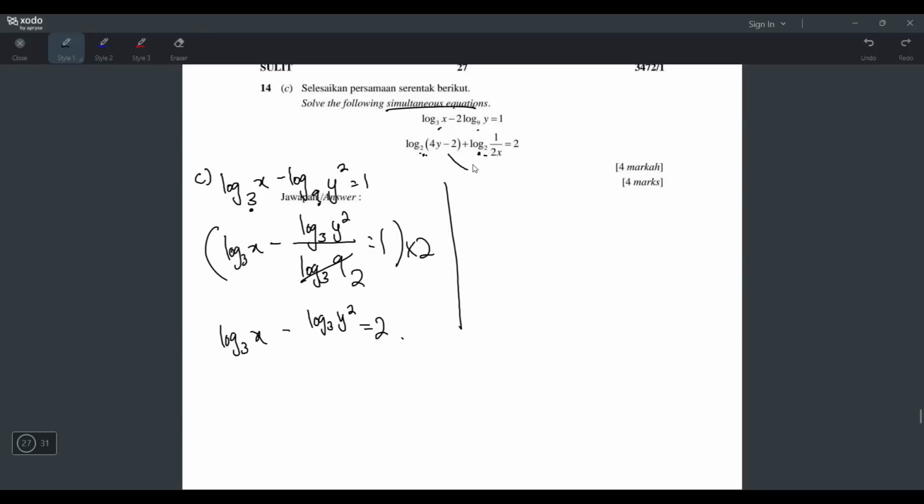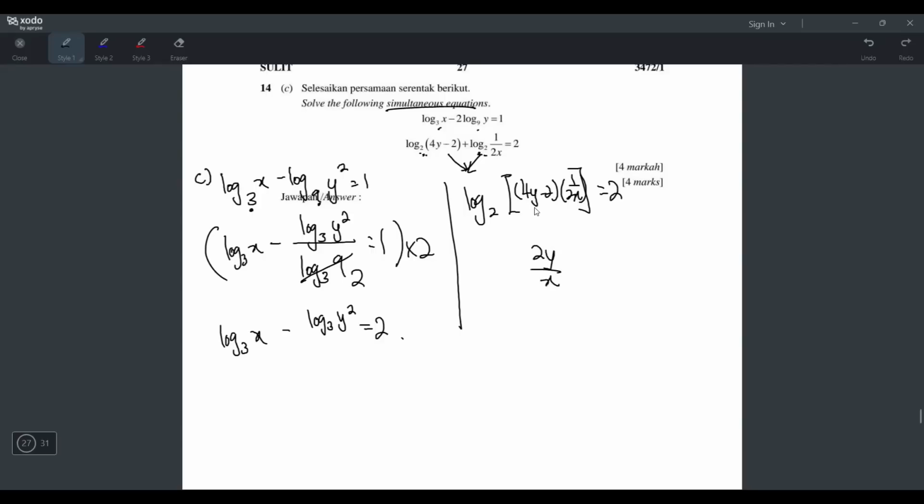So I think what I will do is try to combine them, because this one is separate log plus. Separate log plus can be combined into a single log times. So it becomes a single log and everything becomes one big family. So it becomes 4y times 2 times 1 over 2x equals 2. When you multiply, you will get 4y divided by 2x, which is 2y over x.